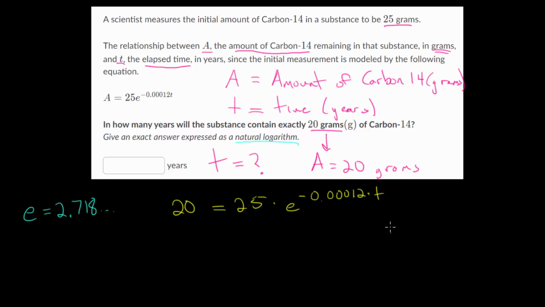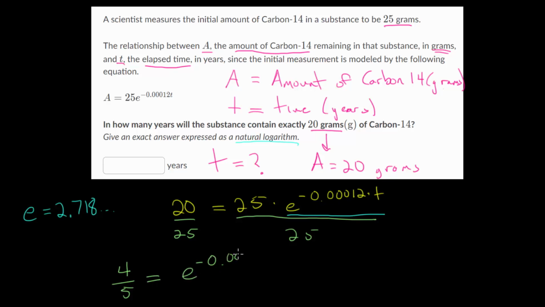We need to solve this equation, and when solving these exponential equations, the strategy is to first solve for the exponential term and then rewrite it as a logarithm. To do that, let's divide each side by 25. And 20 over 25 simplifies to 4/5, dividing top and bottom by 5. So 4/5 is equal to e to the minus 0.00012 multiplied by T. Our exponent contains the variable.